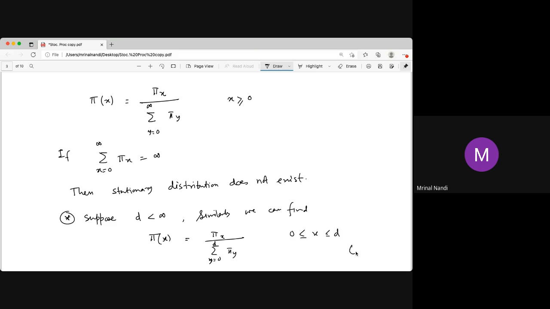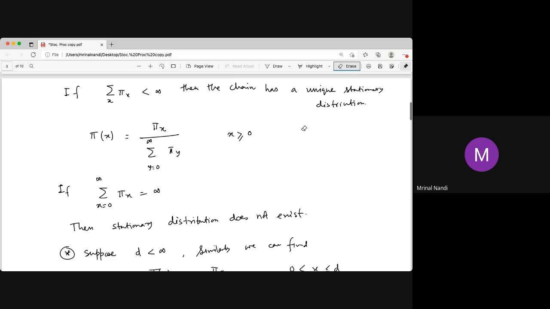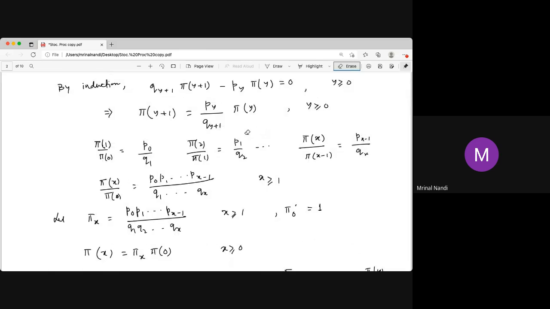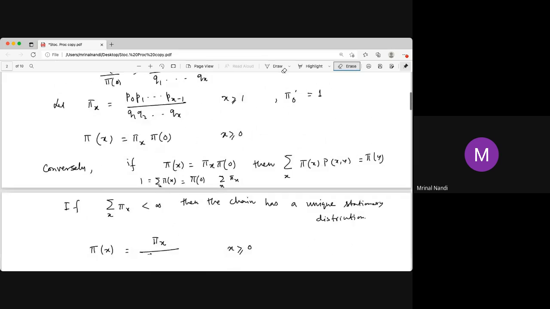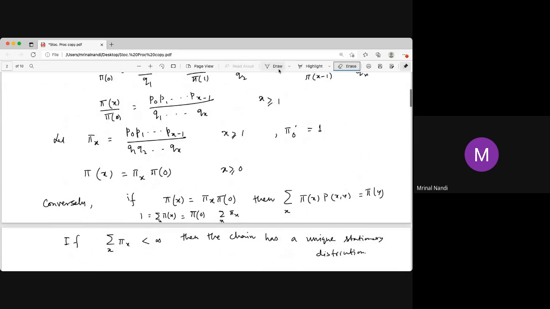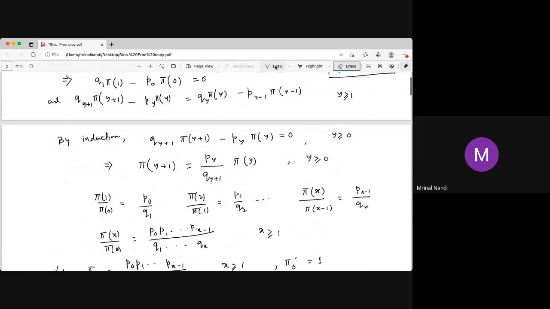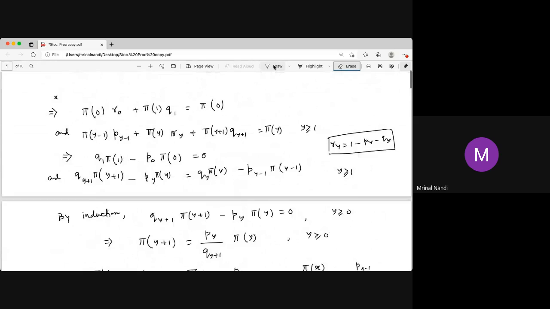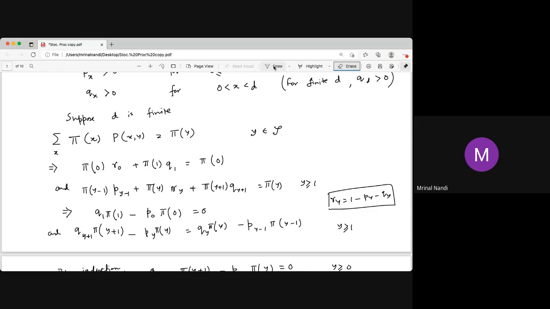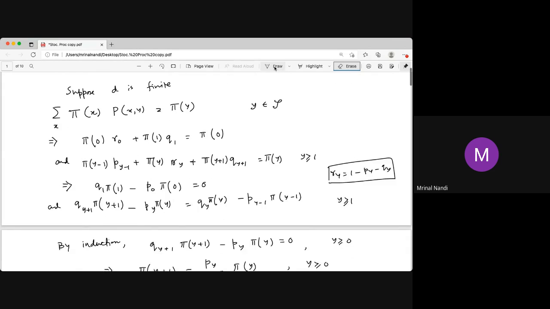You just check this as homework. It is similar to this one. You just have to take the sum up to d. Remember that the last p d is just zero.